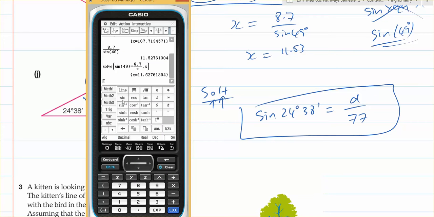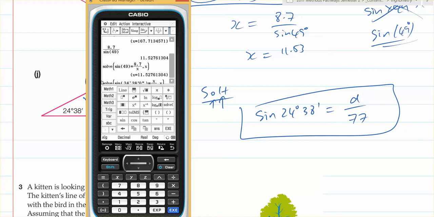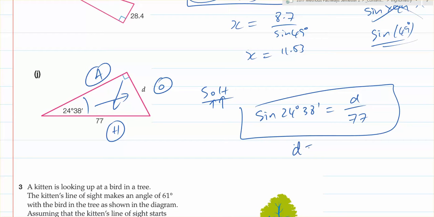So D would equal, I'm going to use the interactive and solve feature. So I'm going to go sine, to enter degrees, minutes, seconds, you go to Maths 1. You go 24, 38. We're not given seconds, so just leave it blank. Equals x divided by 77, because I don't want to bother finding a D. So go interactive, advanced, solve, and I get 32.09. So x equals, or D equals 32.09. Okay, I'm going to do decimal places.